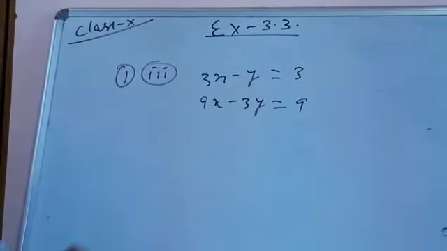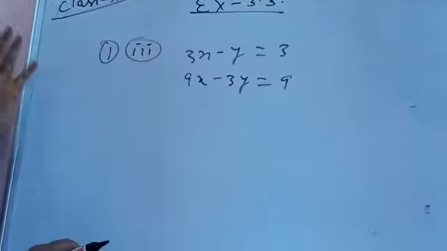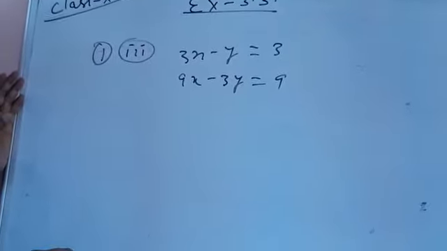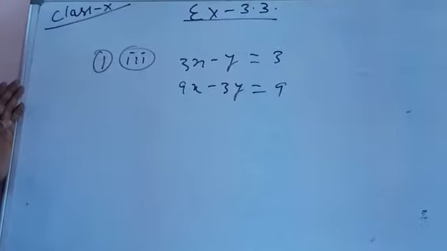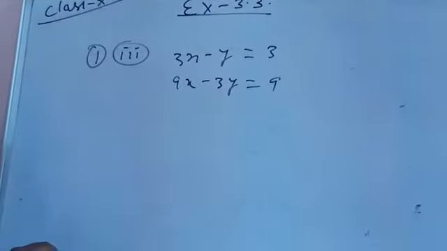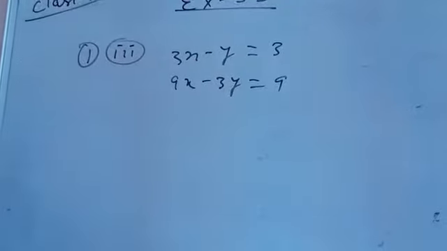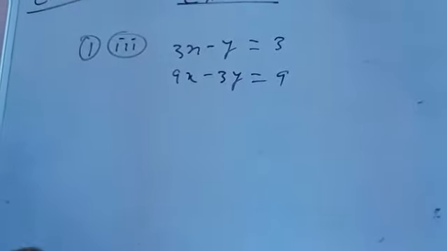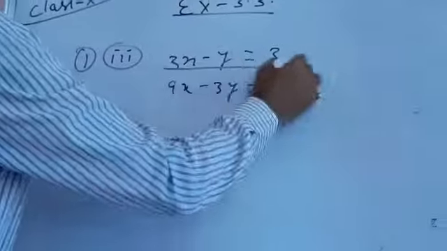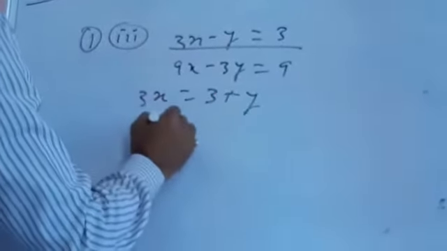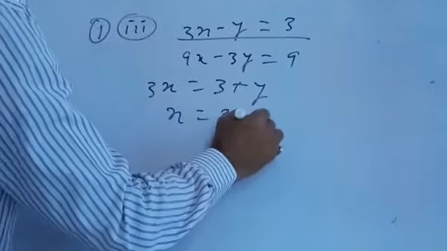Which type of equation will we have? This we will have coincident solution. A1 upon A2 is equal to B1 upon B2 is equal to C1 upon C2, and it would have infinitely many solutions. So here we don't have a specific value of x and y. So how do we solve it? Solving in the same way. 3x is equal to 3 plus y, and x is equal to (3 plus y) by 3. That's it. And this value will be put here in the second equation.